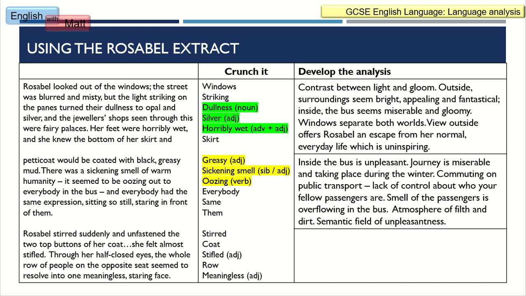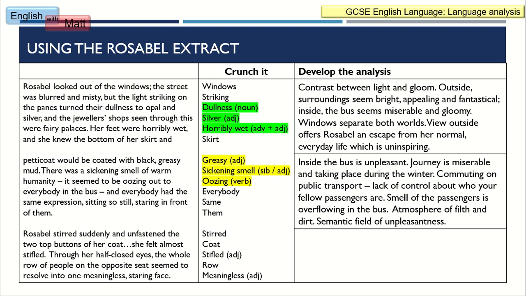Obviously, it's public transport, which means you have a lack of control of who your fellow passengers are. And the word oozing, the verb oozing, again, is pretty unpleasant, suggesting that the smell of the passengers is kind of consuming the bus. It's overflowing in the bus. So there's just this general atmosphere of dirt and just general misery, really. So again, this crunch activity helps students notice the pattern there in terms of what was being reinforced.